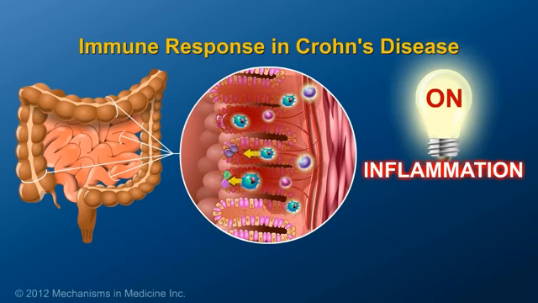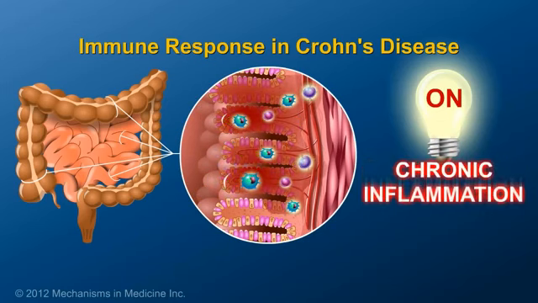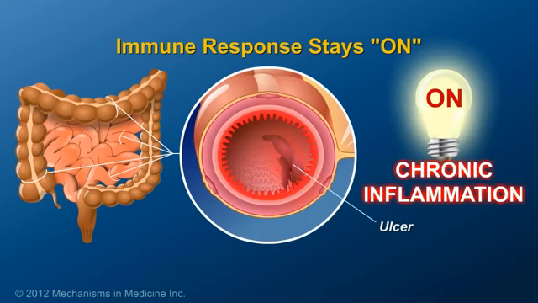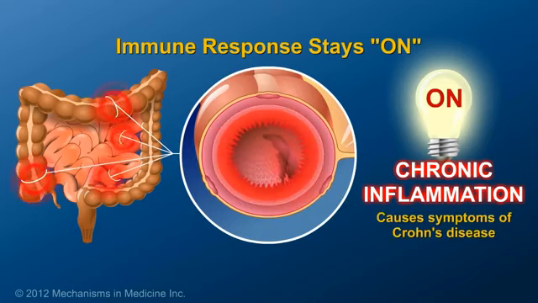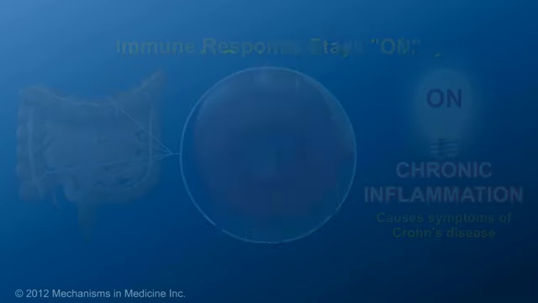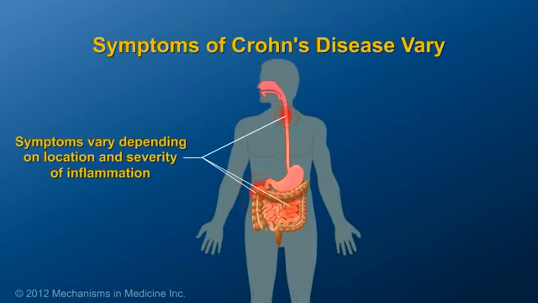However, the difference is that the immune system is not able to turn itself off after it has gotten rid of the bacteria or virus, so the ulcers remain until they are treated with medicine or surgery. This chronic inflammation is what causes the symptoms of Crohn's disease. The symptoms of Crohn's disease vary depending on where the disease is located and its severity. This means that every patient with Crohn's disease experiences the disease differently.